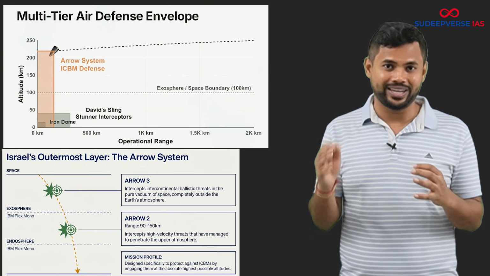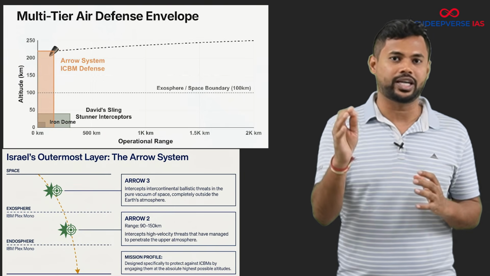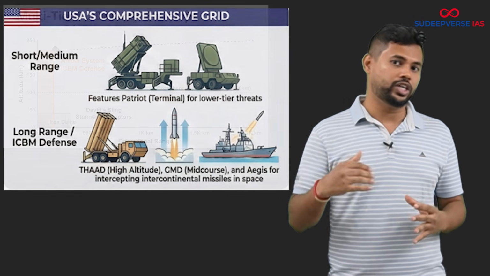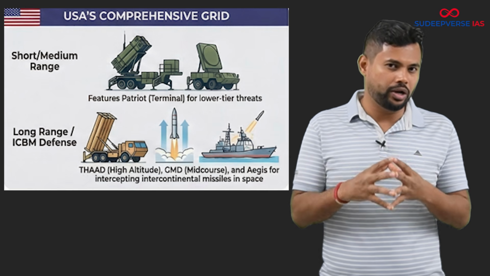Arrow 2, which protects the endosphere, has a range from 90 to 150 kilometers, and beyond 150 kilometers the exosphere is protected by the Arrow 3 missile system. So overall you understood the air defense system of Israel. Now let us move into the air defense system of USA. When we study the air defense system of USA, it can be broadly divided into three layers.